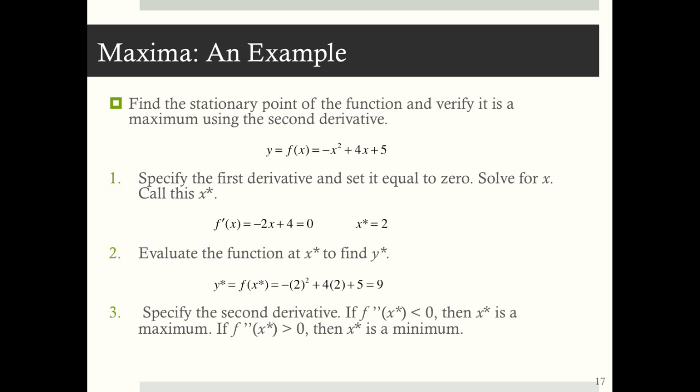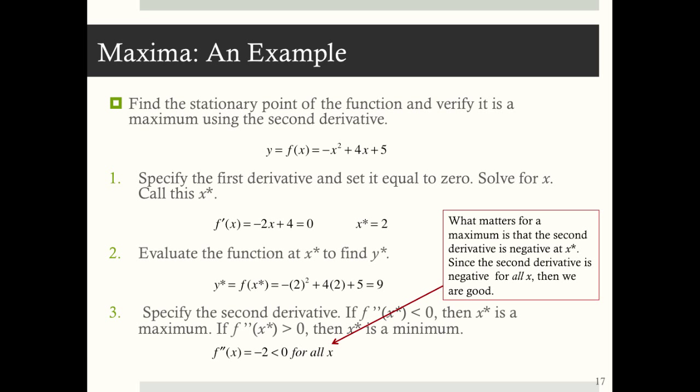Then I evaluate the function at x star, and I find that y star is equal to negative 2 squared plus 4 times 2 plus 5, which gives me 9. Now I need to make sure that this x star is indeed a maximum. So I take the second derivative, that's just the derivative of the first derivative, and I get negative 2, which is less than 0 for all x. So I can say that yes, this is definitely a maximum according to the second derivatives test. Keep in mind, what matters for a maximum is that the second derivative is negative at x star. In this case, with this particular function, the second derivative is negative for all x, so we're good to go.